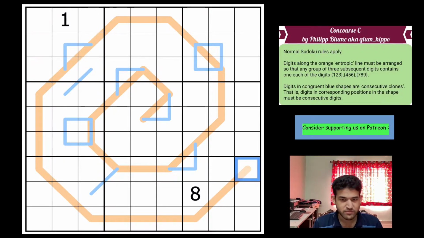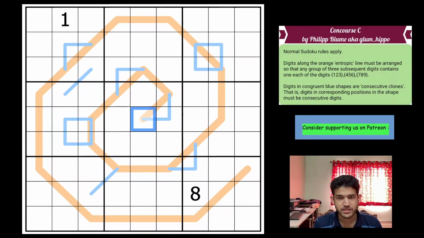So if you start from this point, let's say, and take 3 consecutive digits, they must be containing one from 1, 2, 3, the other from 4, 5, 6, the other from 7, 8, 9, but it can be in any order. But any 3 successive digits must follow this pattern. So this is the entropic rule variant, and this keeps following until the end of the line. So you can go along this spiral and reach till this point, and it has to follow the same pattern.